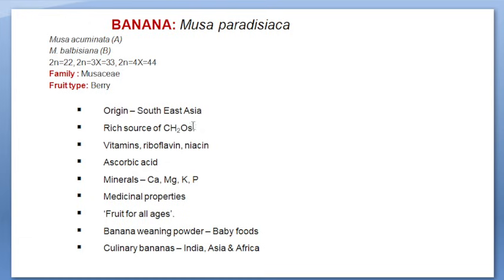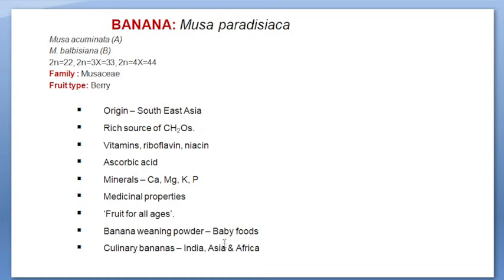It originated from Southeast Asia. It is a rich source of carbohydrates. Apart from this, it also has some vitamins, riboflavin, niacin, even some amount of ascorbic acid. So it also has medicinal value. Suppose a person is feeling low or feeling depressed, if that person eats banana, that will activate the nervous system. It has an element like vitamin K also, which helps in activating, or calming down, the nervous system.